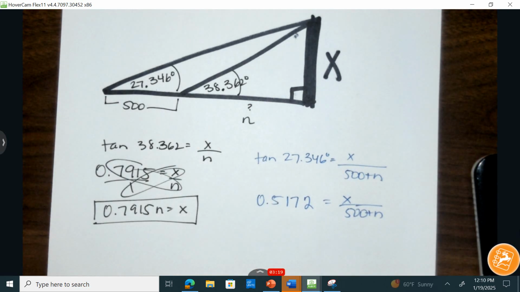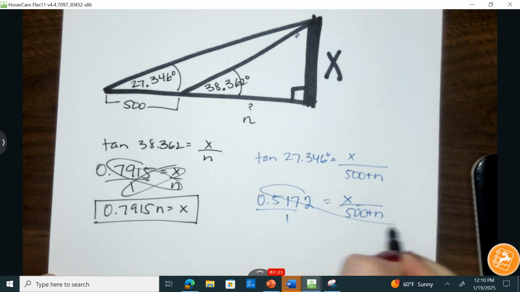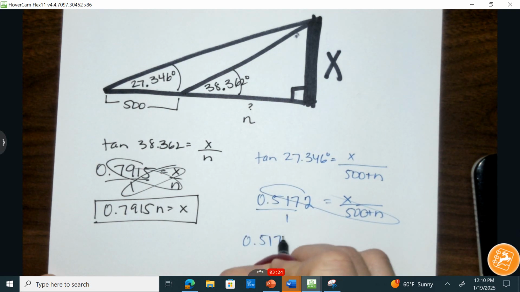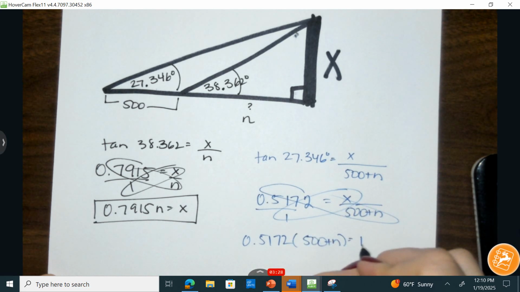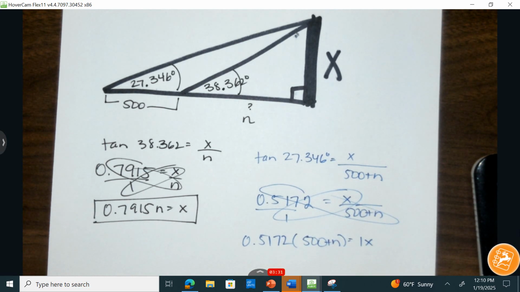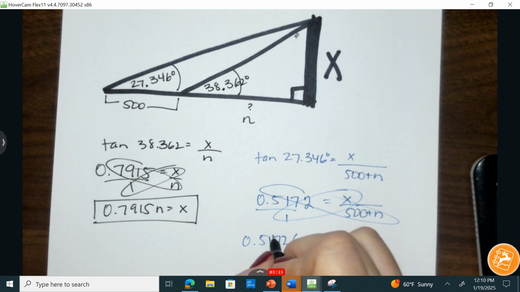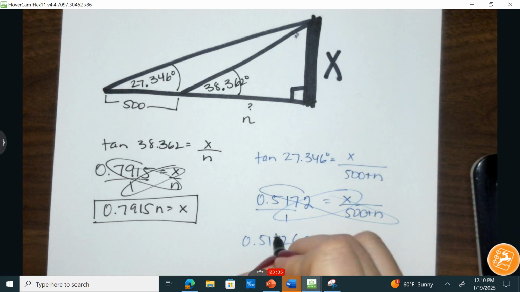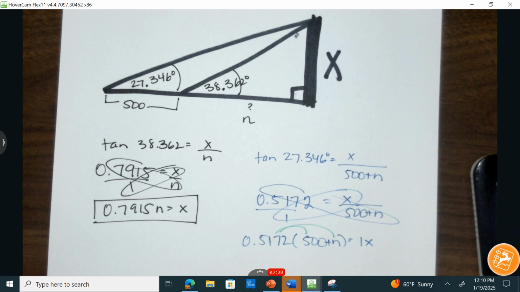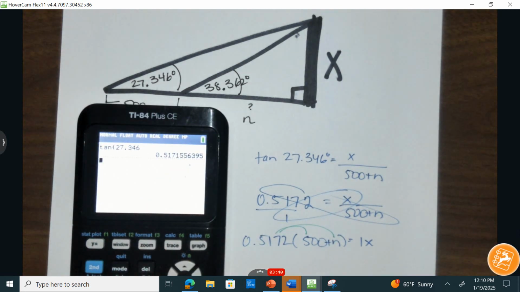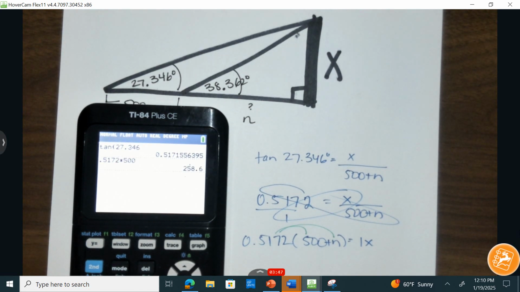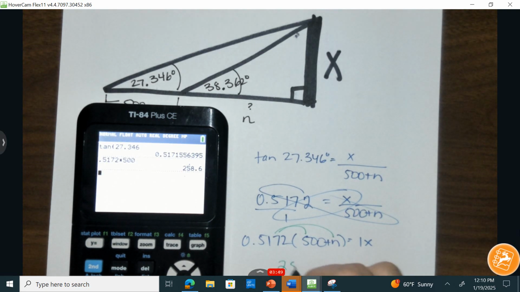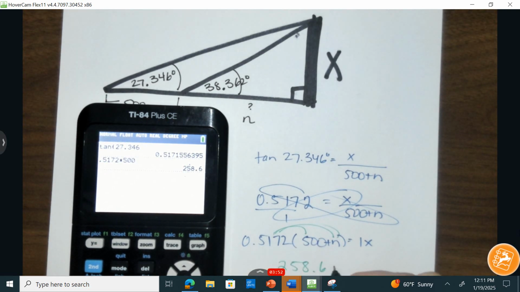Let's isolate for X once again, and set it equal to 1x, or X. Now it's time to distribute 0.5172 to both quantities on the inside. I'll grab my calculator once again, taking this amount times 500, and then taking it times n.